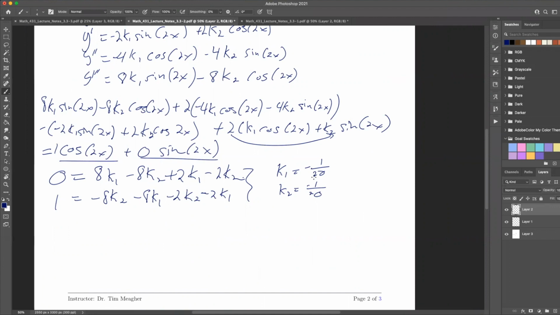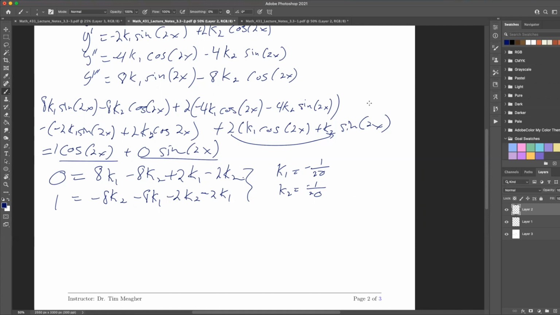Yeah, then this works out real well because here we'll have 10k1 minus 10k2. That means k1 equals k2, which we have here. And then here we have, if k1 equals k2, this would be minus 20 k equals 1, so it would be negative 1/20th.